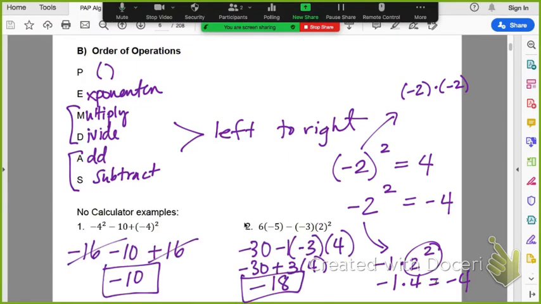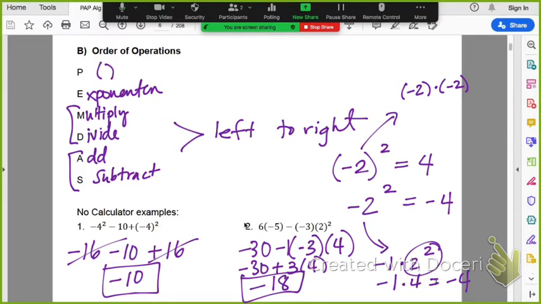It's not in parentheses, so it stayed -16. And then the -4 that was in parentheses, that went to a +16. So the negative and the positive, those canceled each other out, and then I was left with -10. Number 2 should have gotten -18.